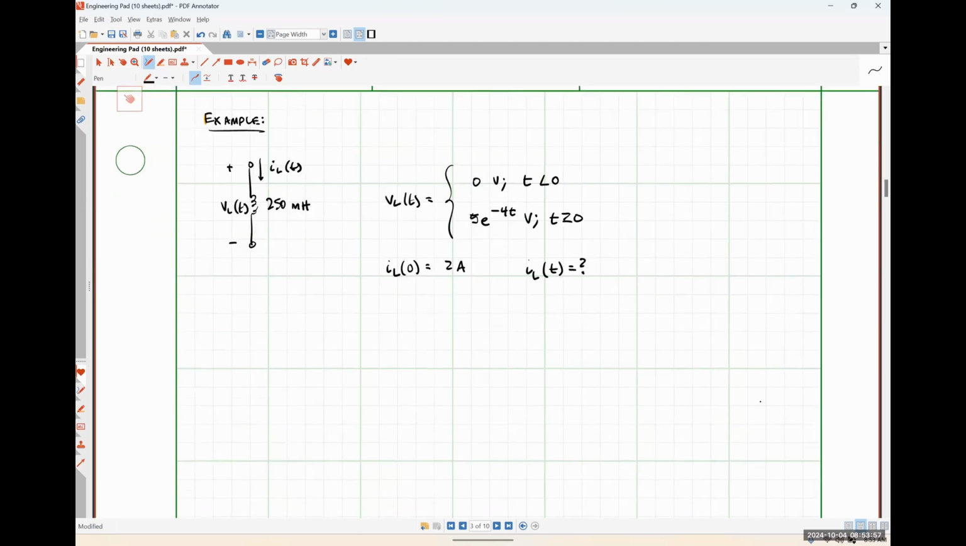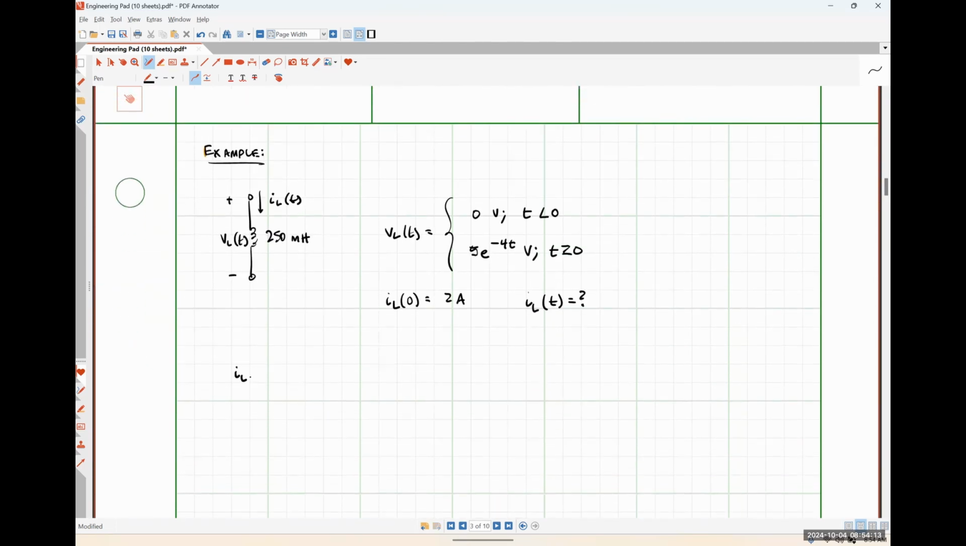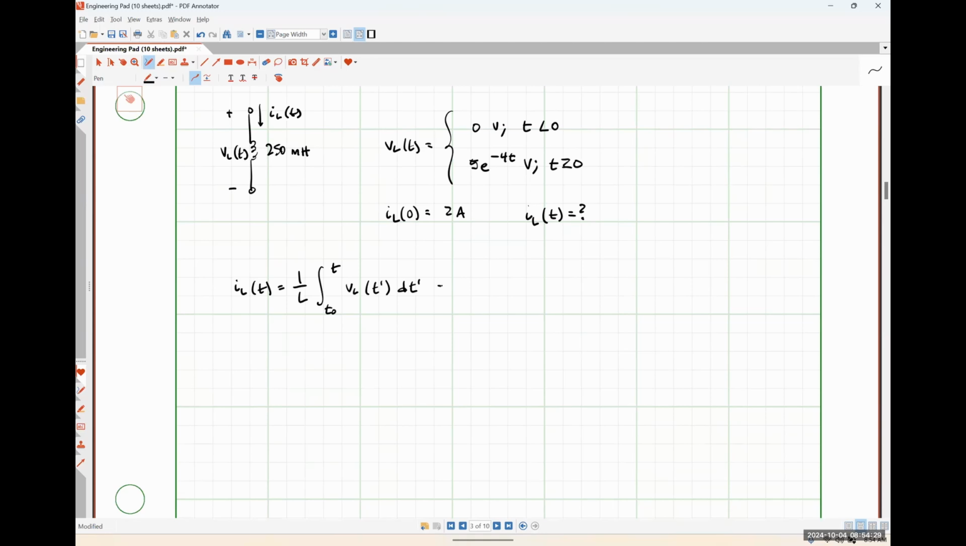Okay, so realistically, this should just be a pretty straightforward application of this equation right here. I just want to sort through things to make sure we have an understanding of the units and how to apply it and all of that kind of good stuff, okay? So we would have IL is equal to 1 over L times the integral from t naught to t of VL of t prime dt prime. So that's going to look like 1 over 250 millihenries. So 250 millihenries is the same thing as 0.25 Henry. So I'm going to put 0.25 here just so that I'm dealing with base units. Okay. A Henry is a volt second per amp. So I've taken care of my 1 over L term.